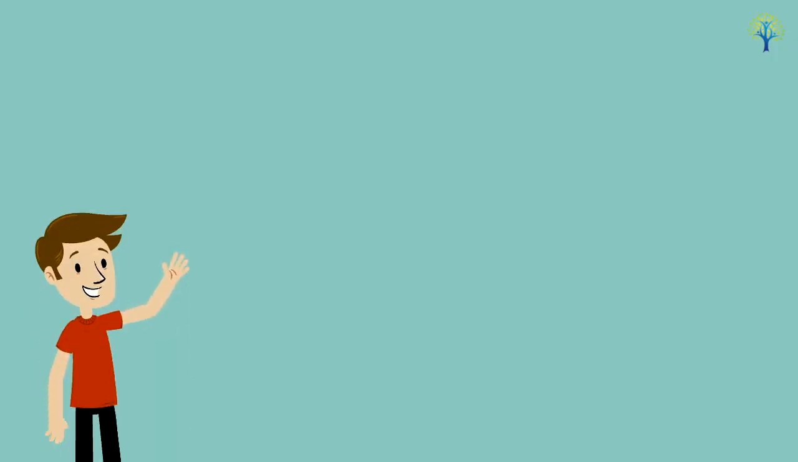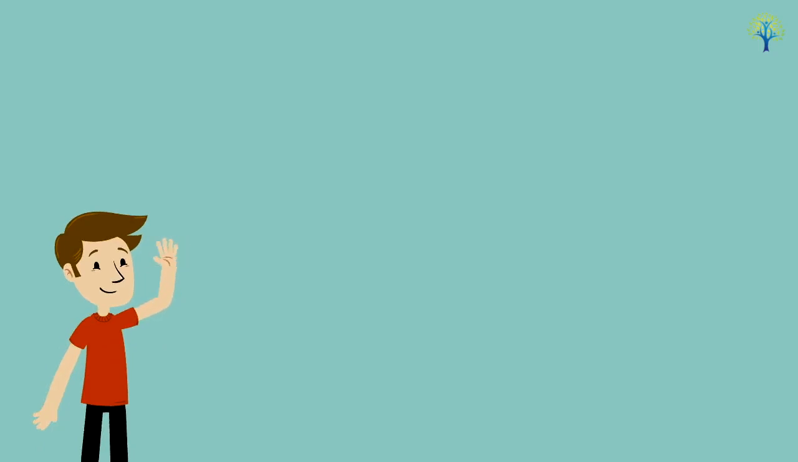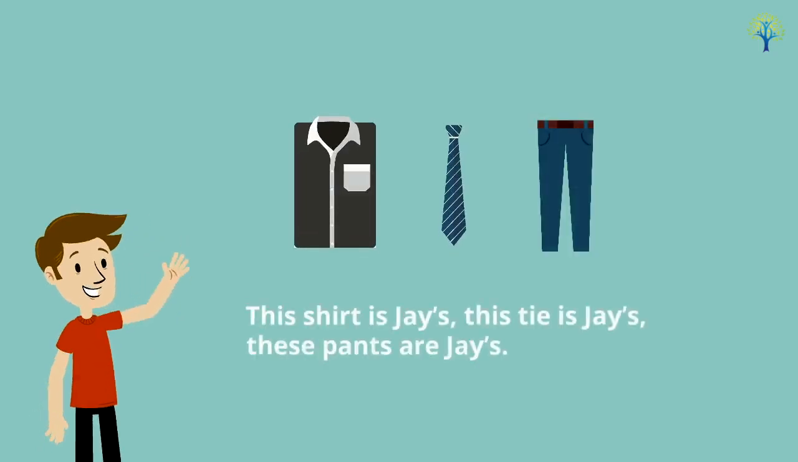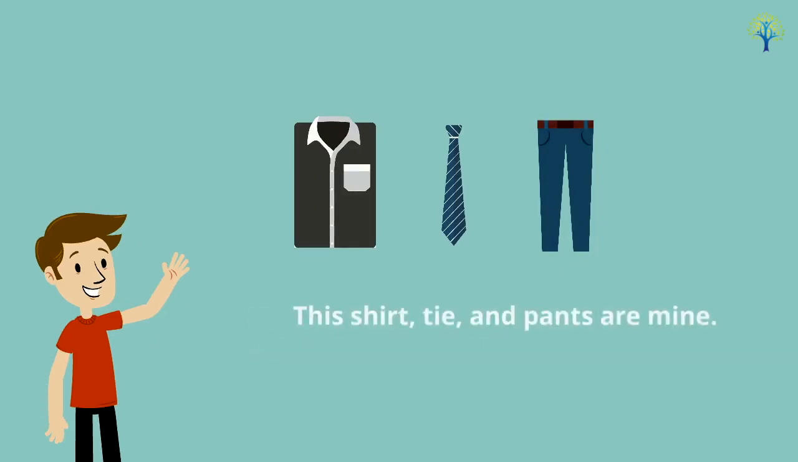Jay is talking about his things. This shirt is Jay's. This tie is Jay's. These pants are Jay's. A better way of saying it is, this shirt, tie, and pants are mine. Or, these clothes are mine. Mine replaces the noun Jay.